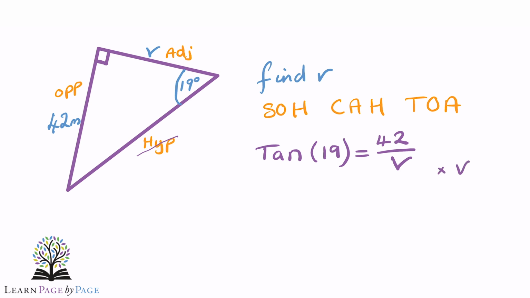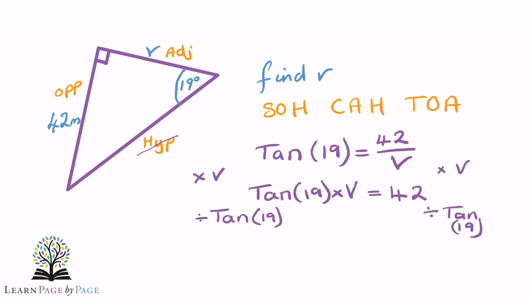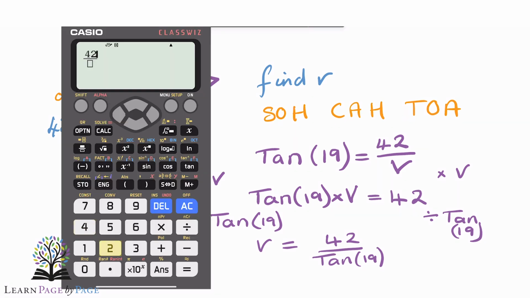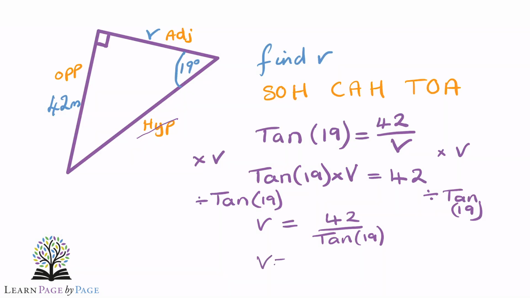Multiplied by V, that gives us tan 19 times V, which equals 42, and then we're going to divide by tan 19 both sides. Remember, whatever you do to one side of the equation, you have to do to the other, and that's going to give us V equals 42 divided by tan 19. That in your scientific calculator, 42 divided by tan 19 equals 121.97.